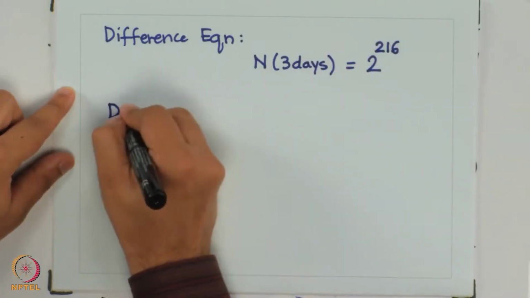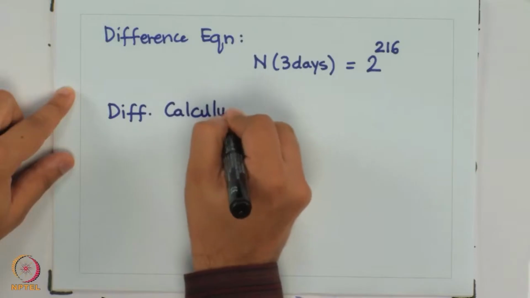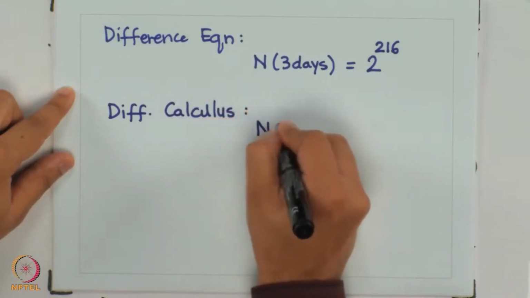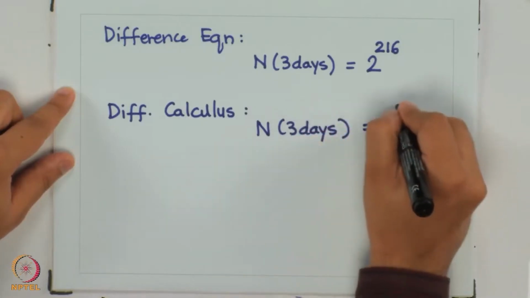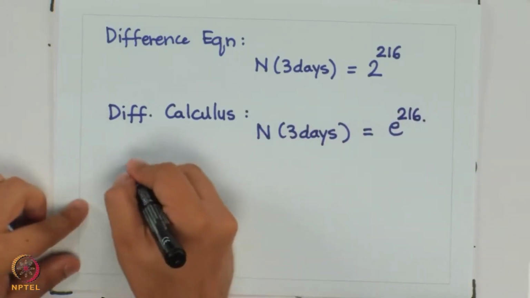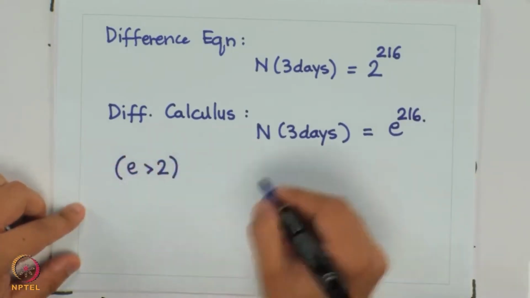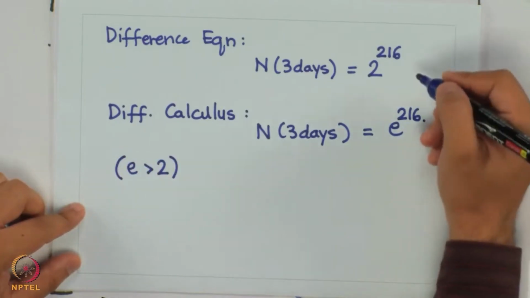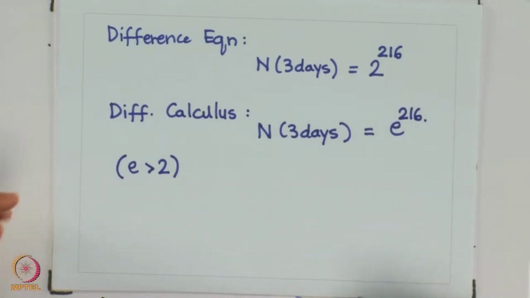In the differential calculus approach, the number of bacteria after 3 days was equal to e to the power 216. Now we know that e is more than 2, its exact value is approximately 2.7. So the differential calculus answer is bigger than the answer that we are getting from the difference equation. Why that is the case is what we want to understand first, because it's fundamental that we model growth as accurately as we can.